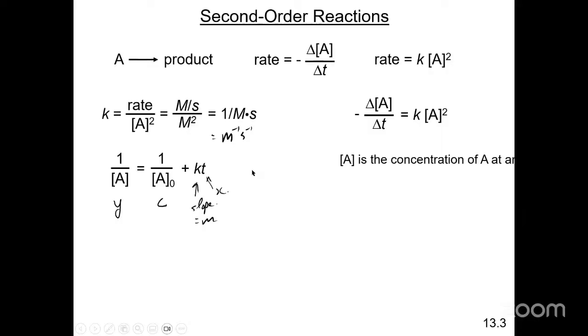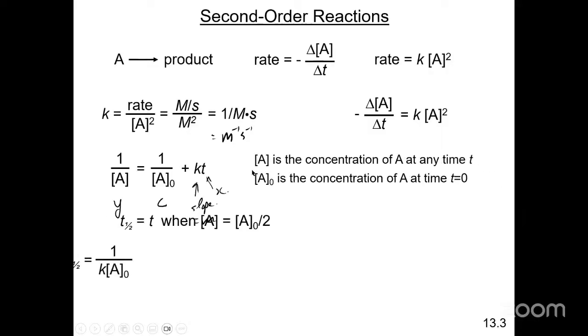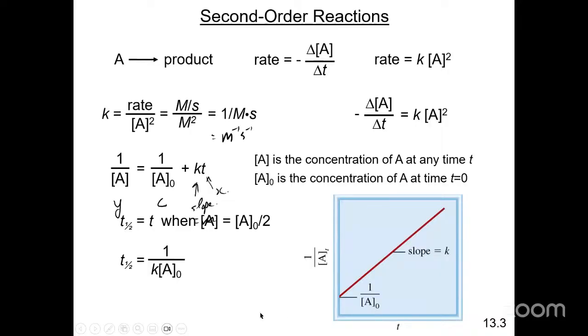And I think I have, here's a plot. So if you plot, based on the data, 1 over A over time, you're going to get a straight line where the slope is equal to K, and the intercept on the y-axis is 1 over the initial concentration of A, because when T is equal to 0, then you're going to get 1 over A is equal to 1 over the initial concentration of A, all right? Half-life, we talked about half-life, again, it applies here in this case.